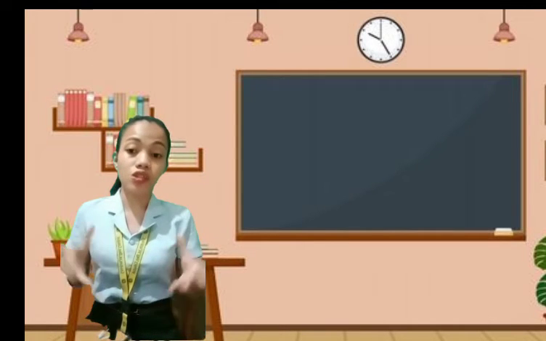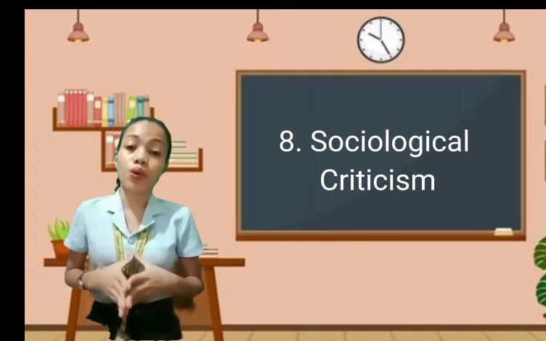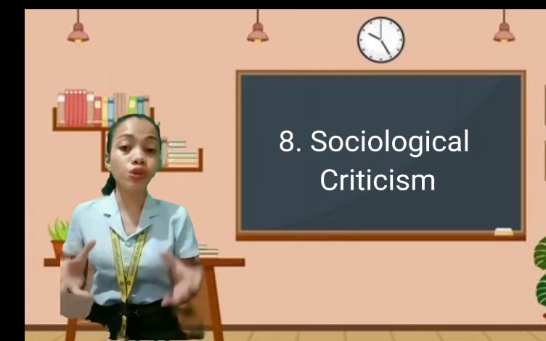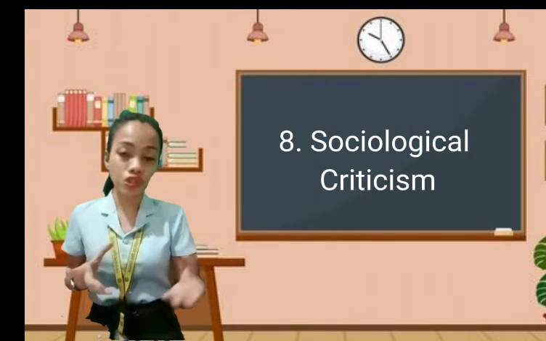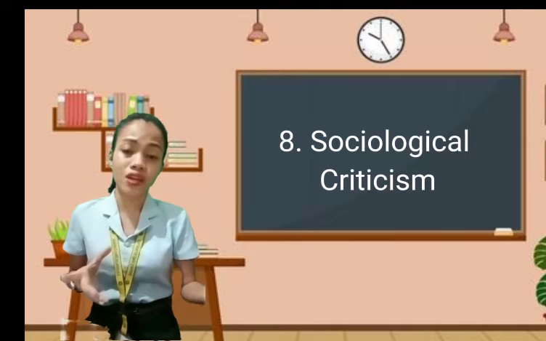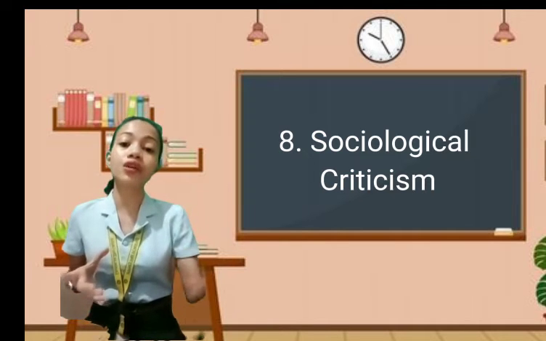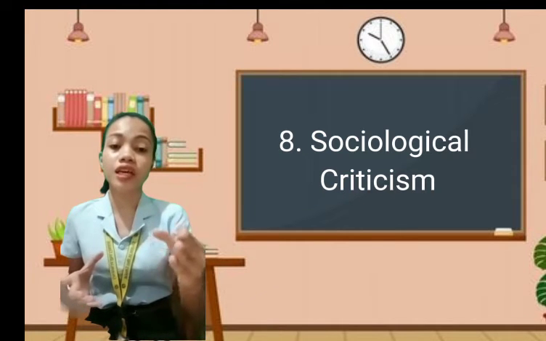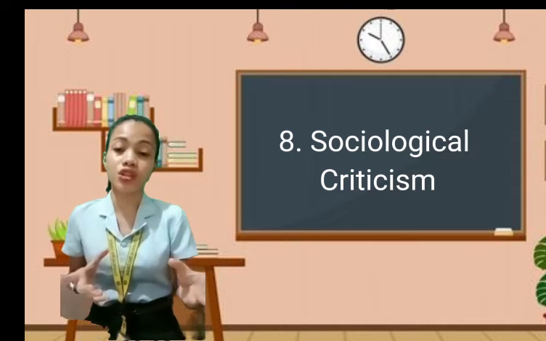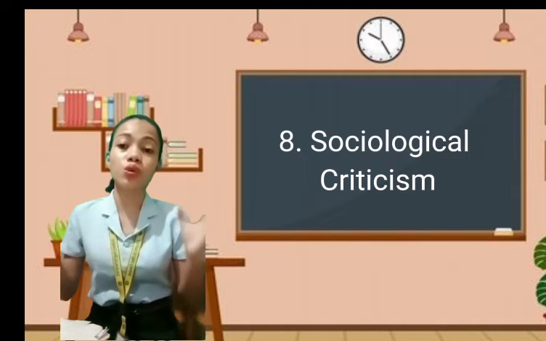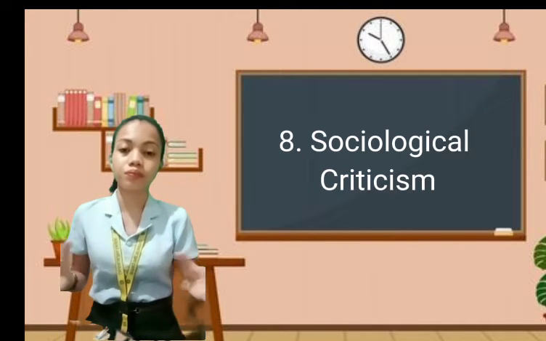Number 8 is sociological criticism. This criticism argues that social context must be taken into consideration when analyzing the text, that there should also be an understanding of the literature in its larger social context, to the specific setting in which the social interaction takes place.